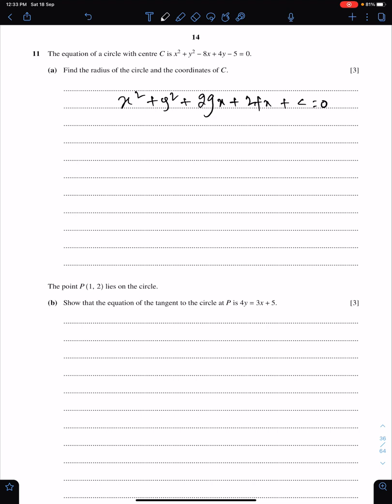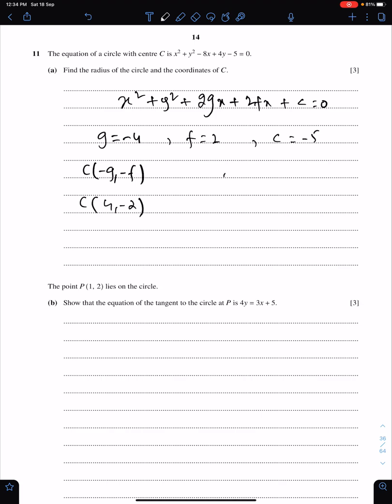So by comparing the coefficients of x of both the equations, we can get the value of g. 2g is -8, so g is -4. 2f is 4, so f is 2. And c is -5. So coordinates of center are at (-g, -f). Therefore, coordinates of center will be 4, -2.